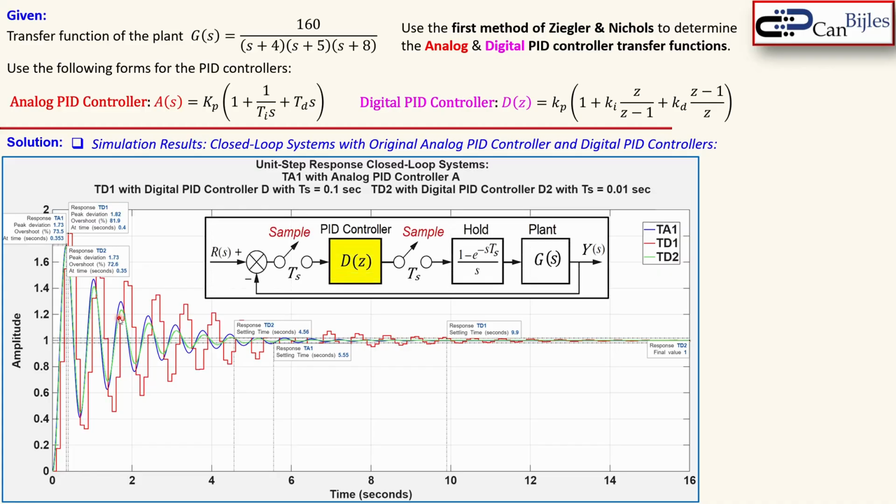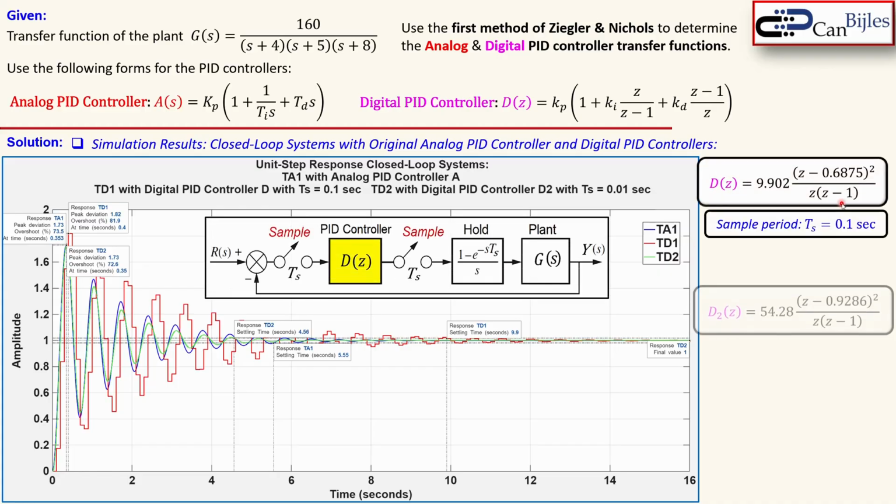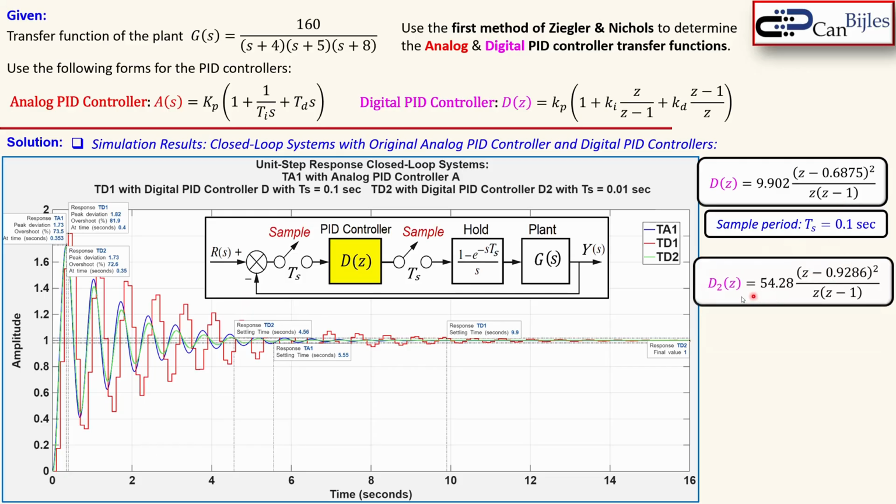When you now again look at the transfer functions, this is the sampling period for that, and this is the transfer function D2 when you change the sampling. You see that everything is changing. It's not just the sampling period while the transfer function stays the same.